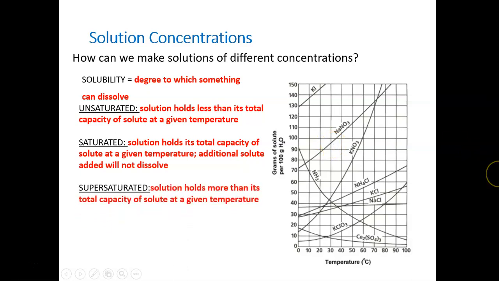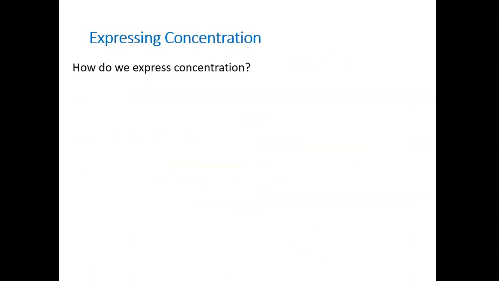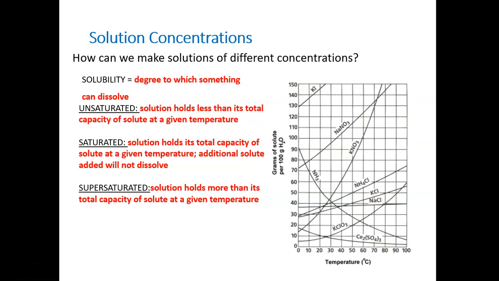Now, a supersaturated solution occurs when the solution somehow has more than its total capacity of solute dissolved at a given temperature. So you might think, how is that possible? How could a solution possibly hold more than its maximum? Well, the way that we make a supersaturated solution is that we heat it up. Okay, so we saturate a solution at a higher temperature and then slowly cool it. And so that solute will remain dissolved even though it has now more than the maximum at that given temperature.